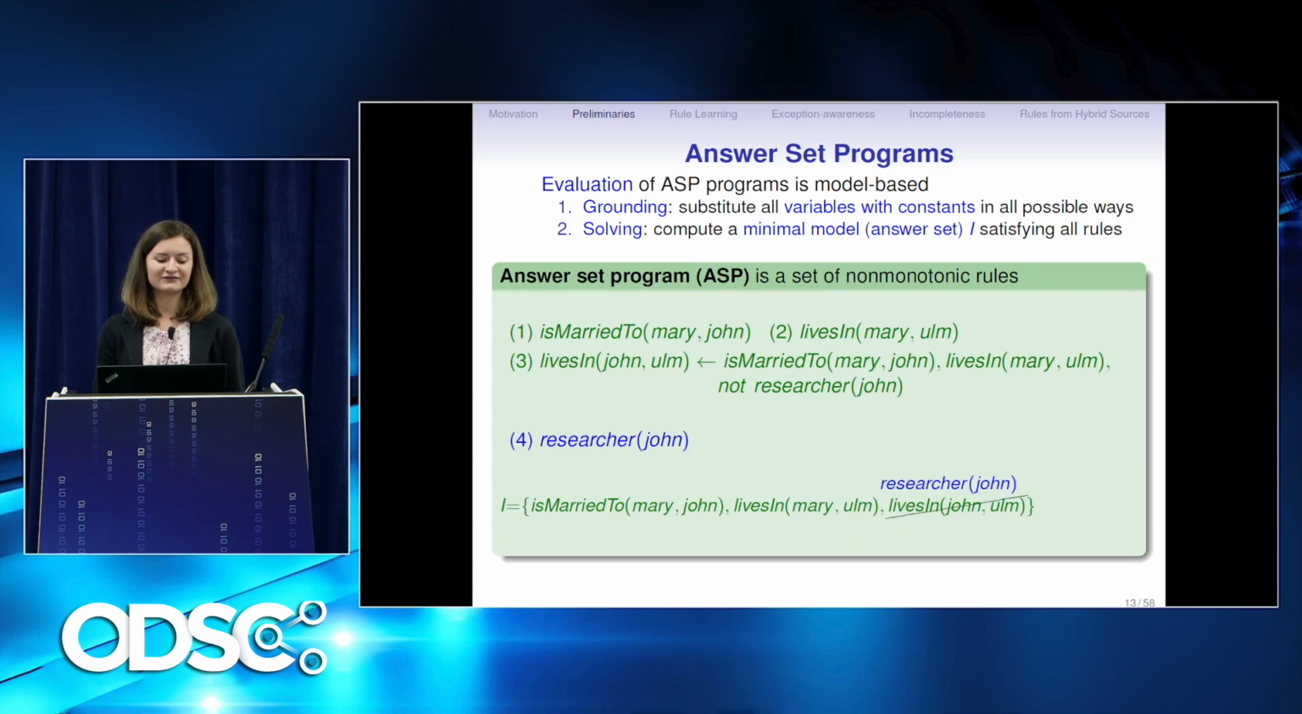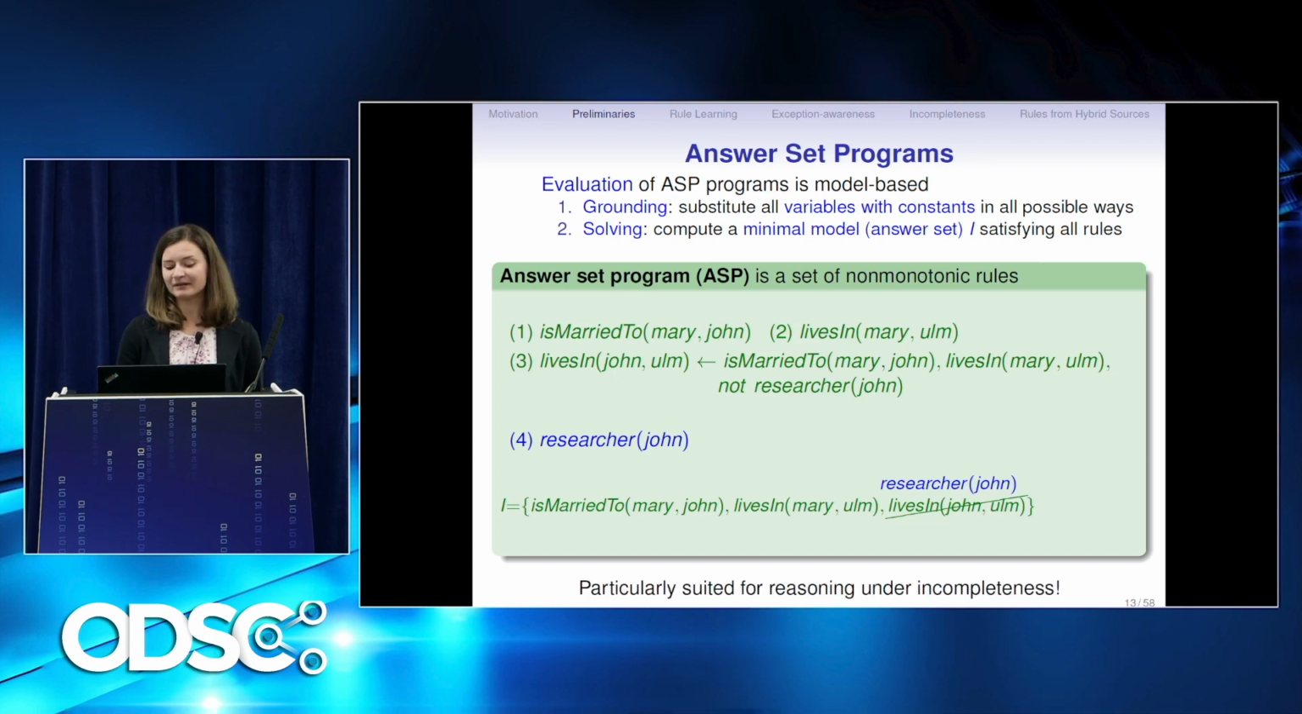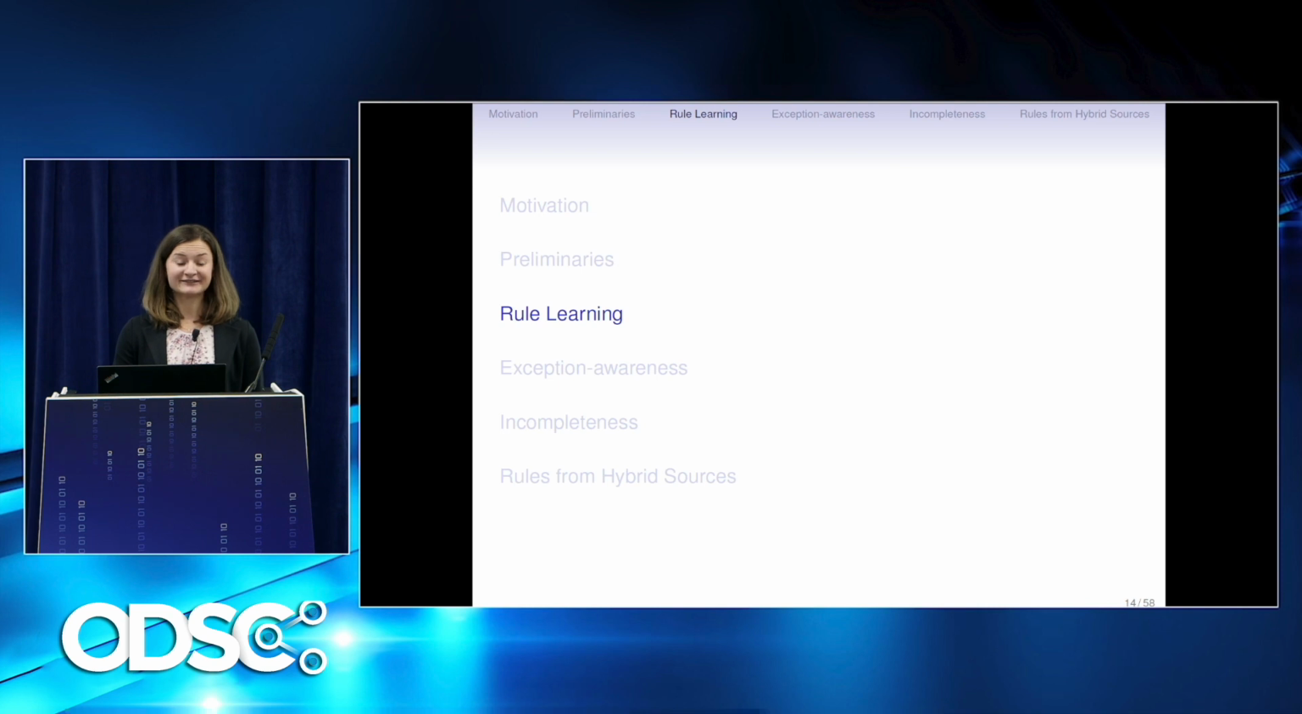Now, if we add the information that John is actually a researcher, the fact that he lives in Ulm will no longer be derived. Right. So what our main goal would be is to try to learn this kind of rules from knowledge graphs. And these rules are particularly useful for reasoning under incompleteness in general. So this is just a small preliminary information. Right, so let's go straight into the rule learning topic.